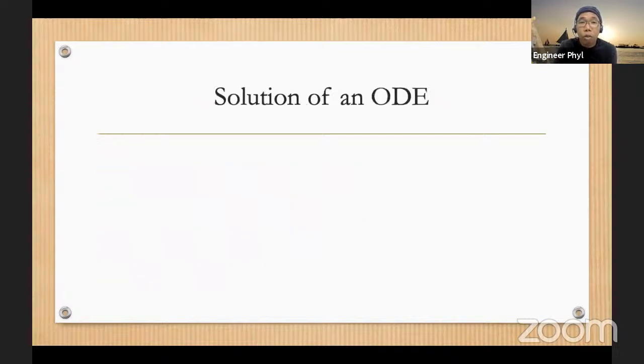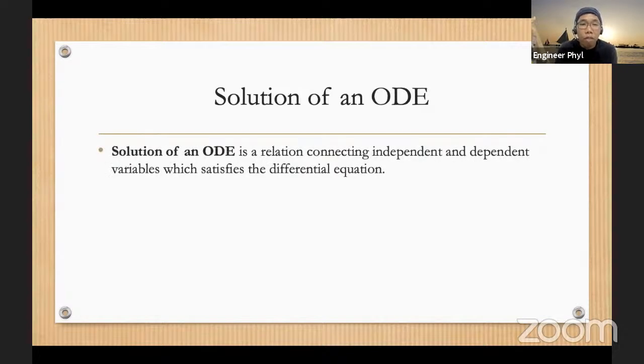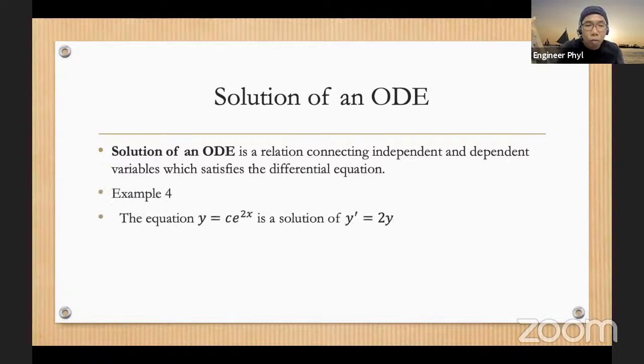Now let's proceed to the solution of an ordinary differential equation. A solution of an ODE is a relation connecting independent and dependent variables which satisfies the differential equation. For example, the equation y equals c times e raised to 2x is a solution of y prime equals 2y.